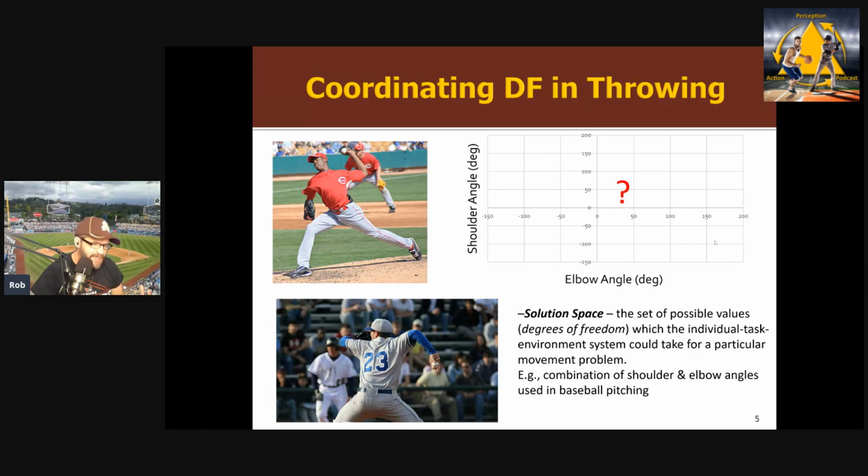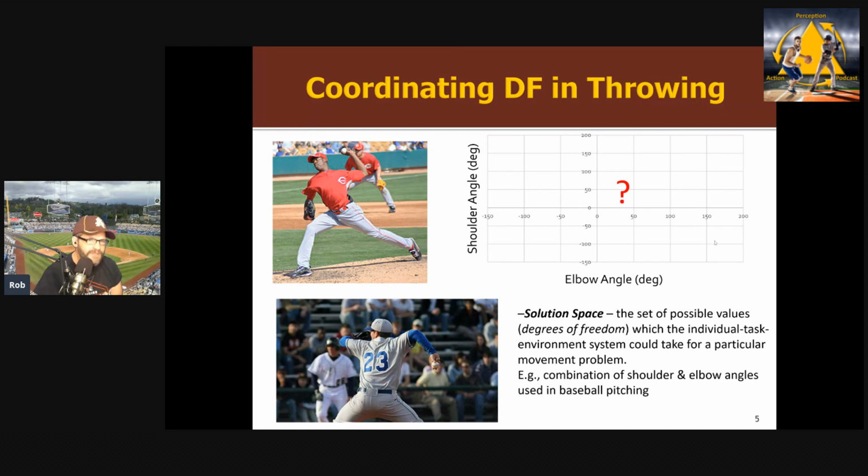So a solution space is a set of possible values, the possible degrees of freedom, which the individual task environmental system could take for a particular movement problem, right? So it represents all your possible choices, right? And with any task, there's multiple solution spaces.